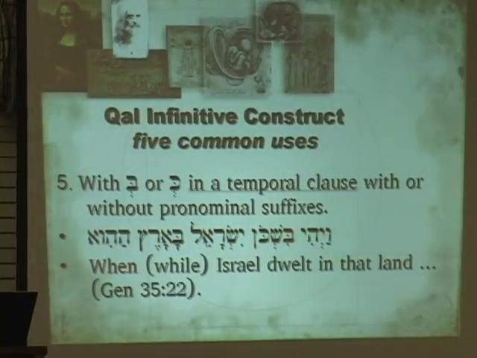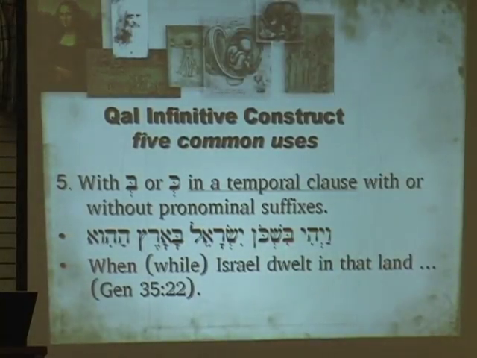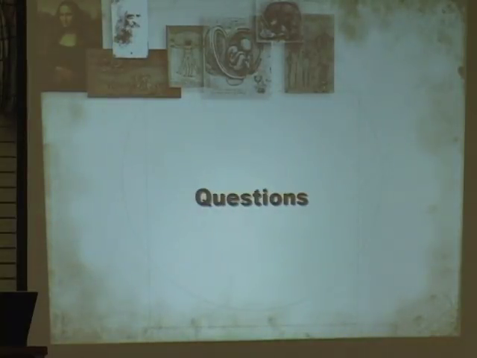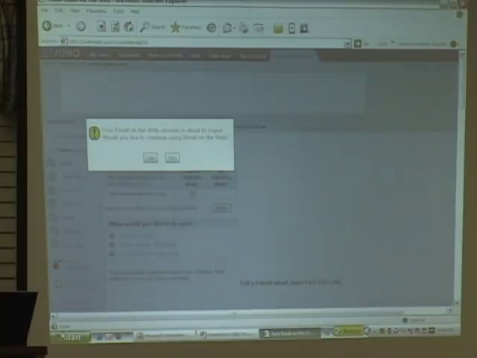Because the usual translation of the preposition be is in or into, right? Well, here it's a temporal clause, meaning time clause. When or while something was happening. And that could be translated only if it's adjacent to the infinitive construct. So that should make it easier for identifying. Any questions?